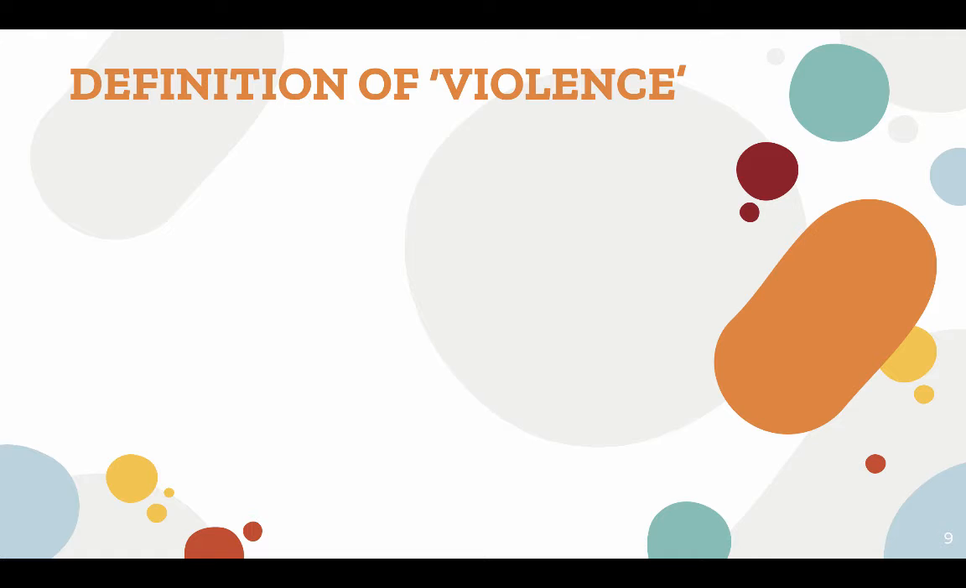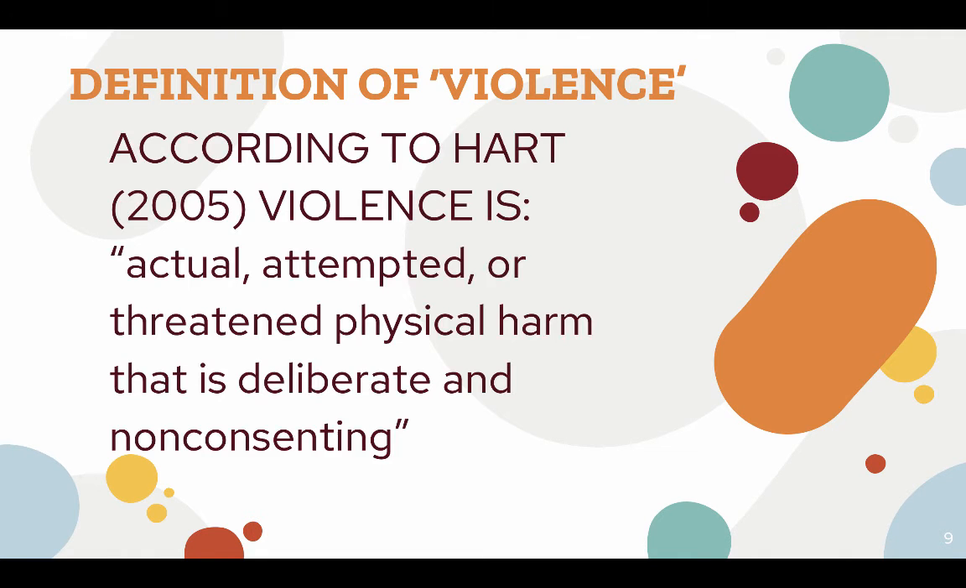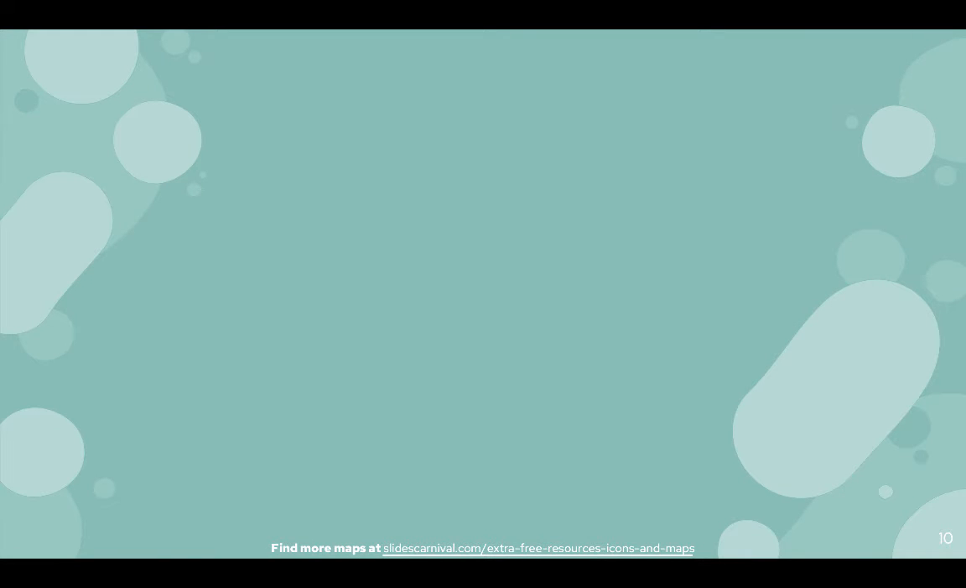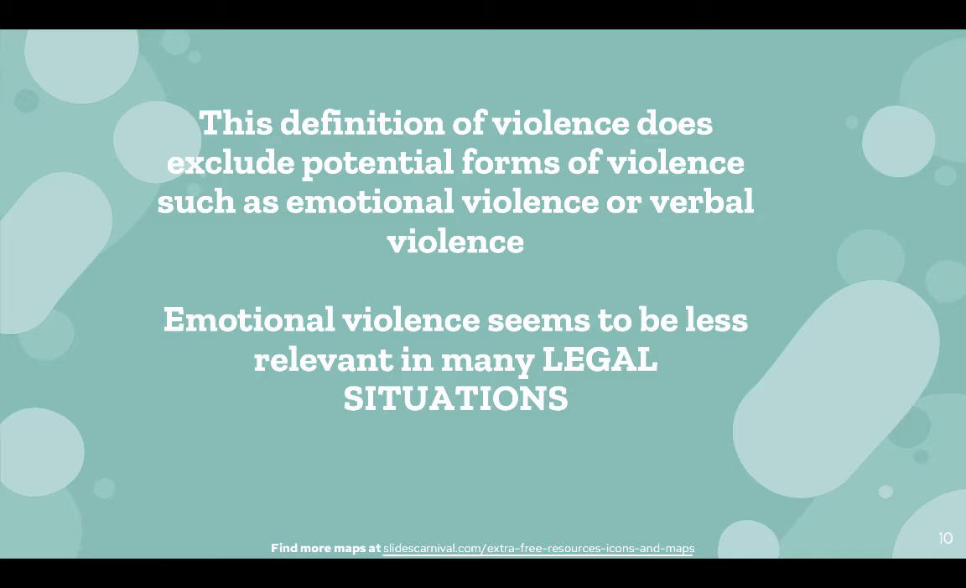So, what is our definition of violence then if we're going to put so much credence in these risk assessments? According to Hart, violence is actual, attempted, or threatened physical harm that is deliberate and non-consenting. This definition of violence does exclude potential forms of violence such as emotional violence or verbal violence. So you say, what? Emotional violence seems to be less relevant in many legal situations.